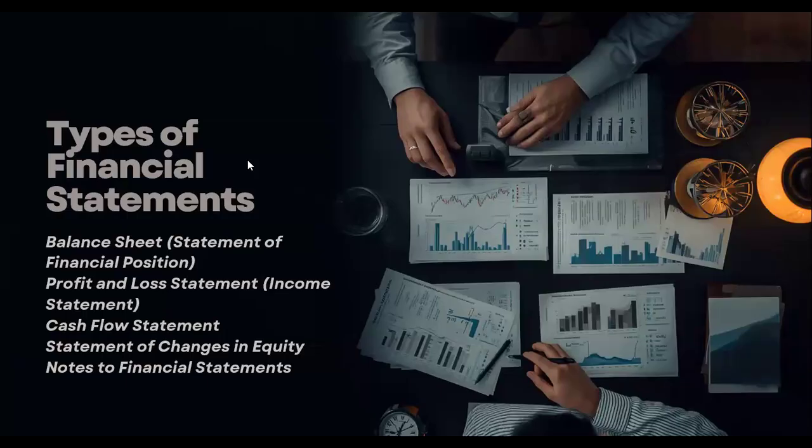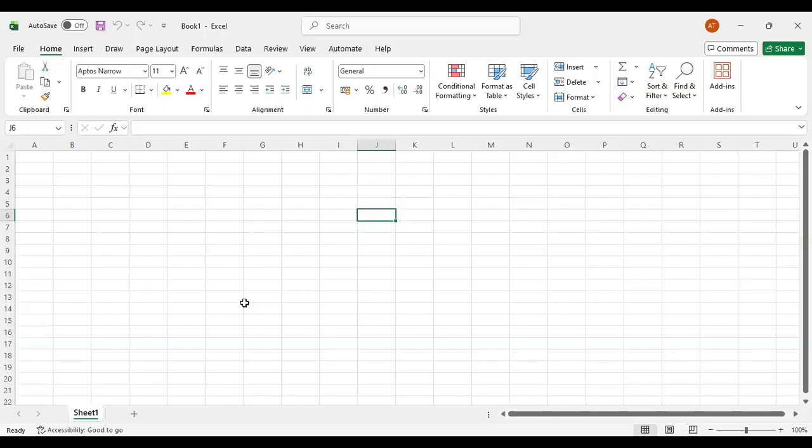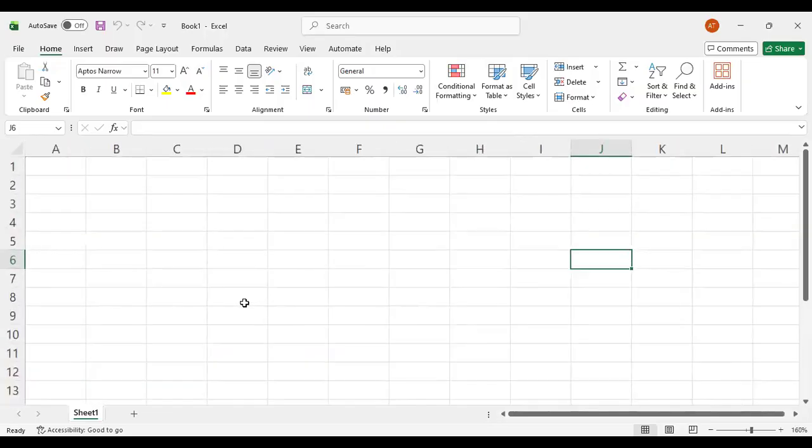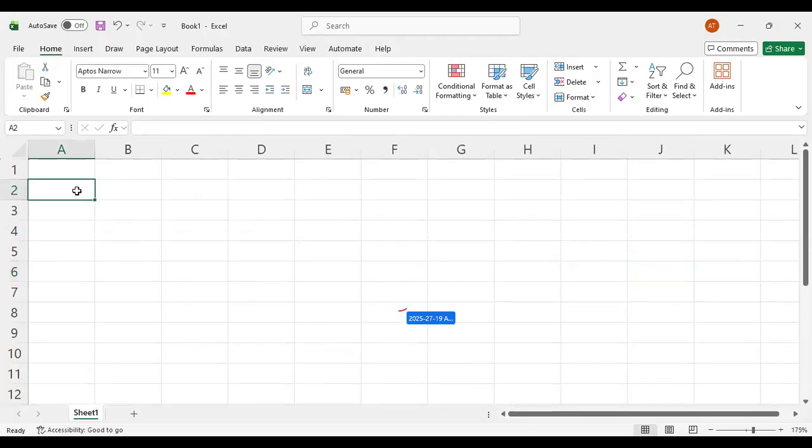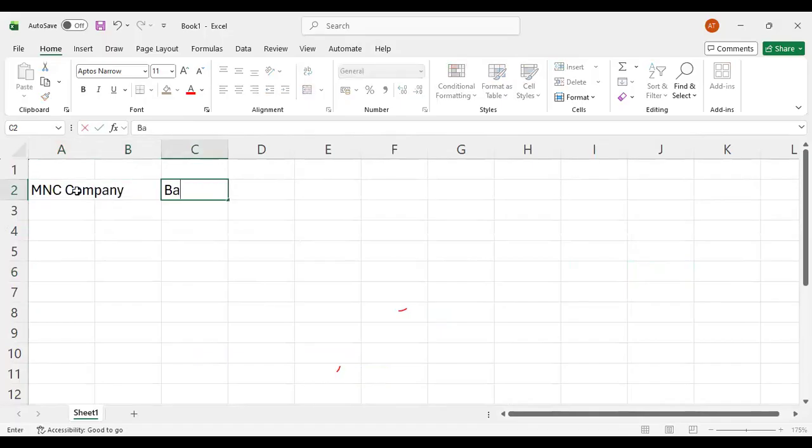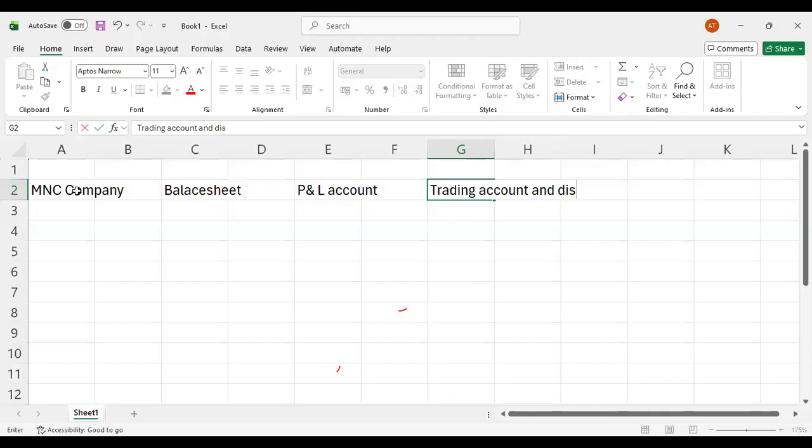So let me just illustrate this using Excel. When I say it is an MNC company, I have balance sheet, P and L account, trading account, and disclosures.